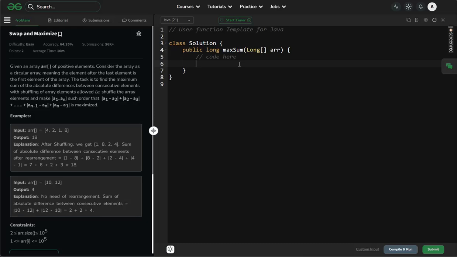Hello everyone. Today we are going to solve the problem Swap and Maximize. So it is a difficult to easy question.